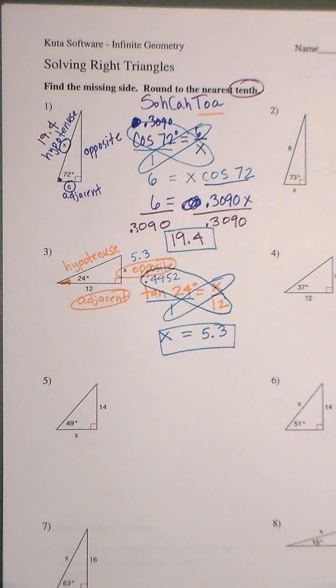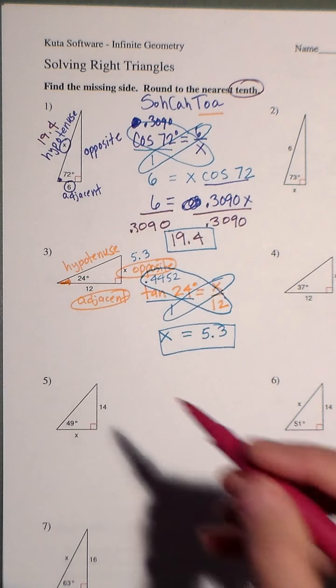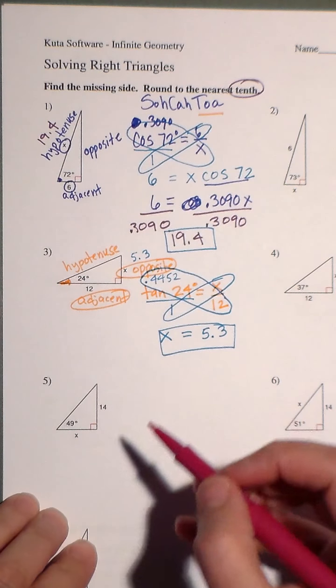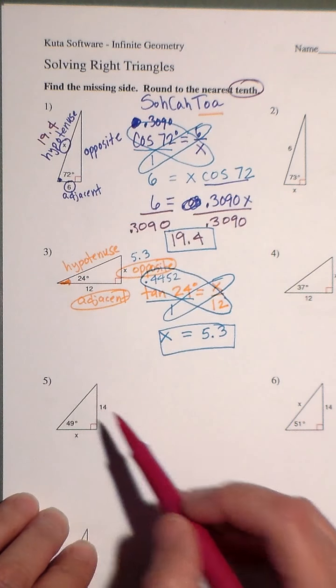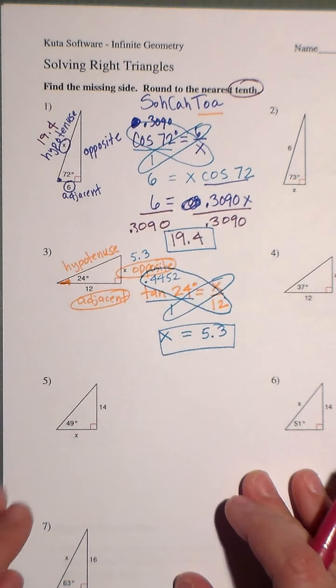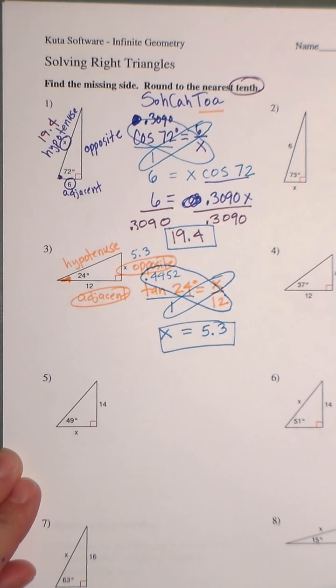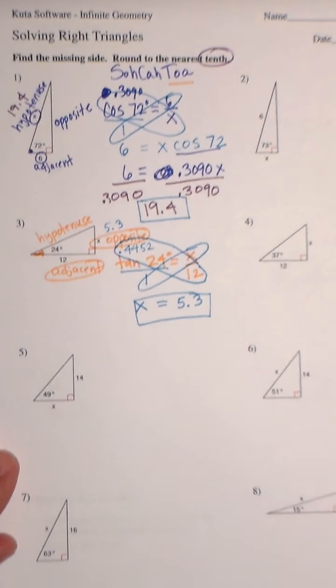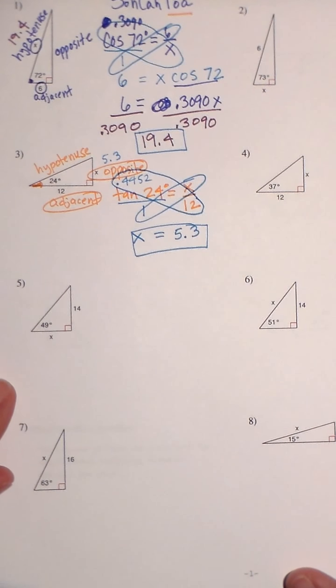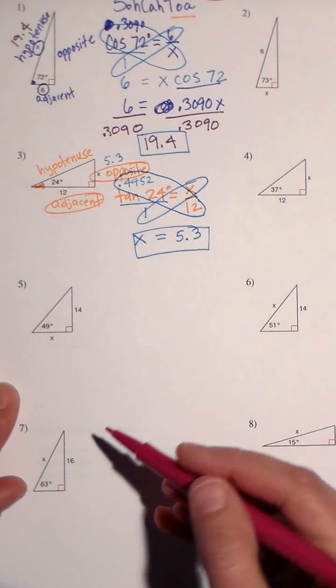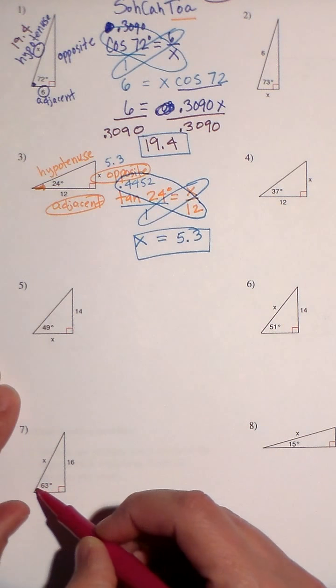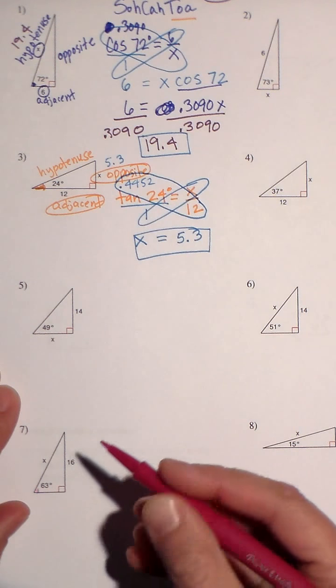Okay, so let's look at the next one. We'll look at number 5. Number 5 is another tangent. So let's skip down to number 6. On number 6, my angle of 63 is right there.